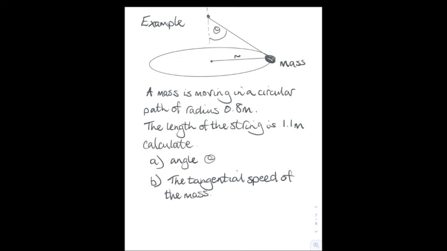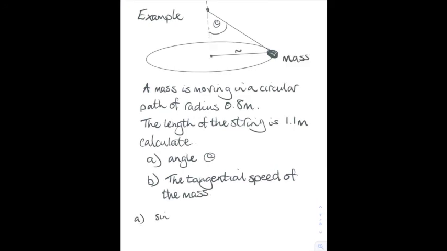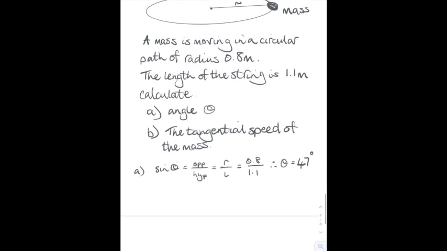Right, here we go. How do we find angle theta? Again, we can use some simple trigonometry. Sine theta is the opposite over the hypotenuse. The opposite side of the triangle is r, the radius, and the hypotenuse is l, the length. 0.8 over 1.1. If we work out theta, it's 47 degrees.